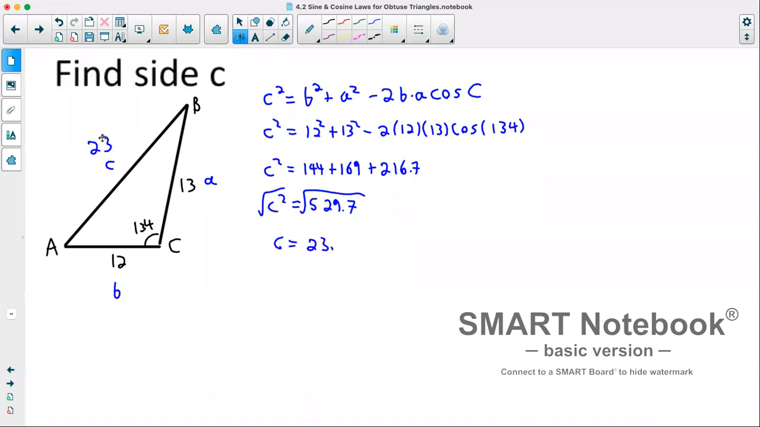So like I mentioned, sine law and cosine law work the same way for obtuse triangles as they did with acute triangles.